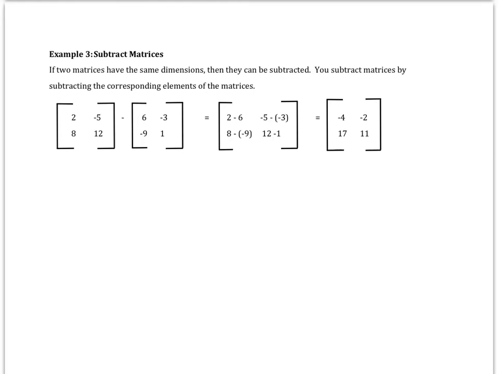In example 3, we will subtract matrices. If 2 matrices have the same dimensions, then they can be subtracted. The same as with addition, they must have the exact same number of rows and the exact same number of columns. You subtract matrices by subtracting the corresponding elements of the matrices. So we could call this Matrix A and this Matrix B. We'll take the corresponding elements and we'll subtract them this time, showing our work in a matrix.